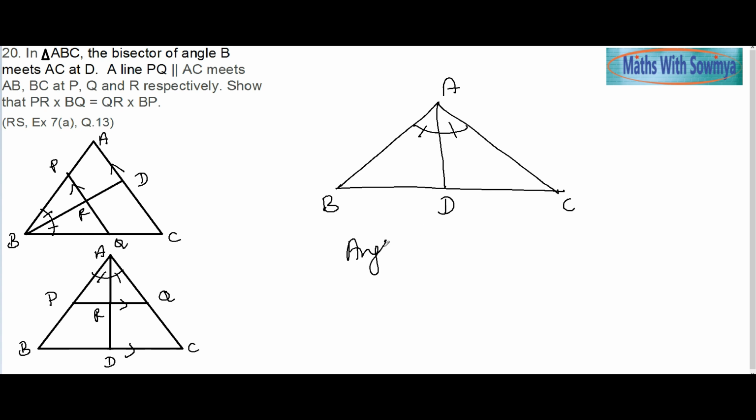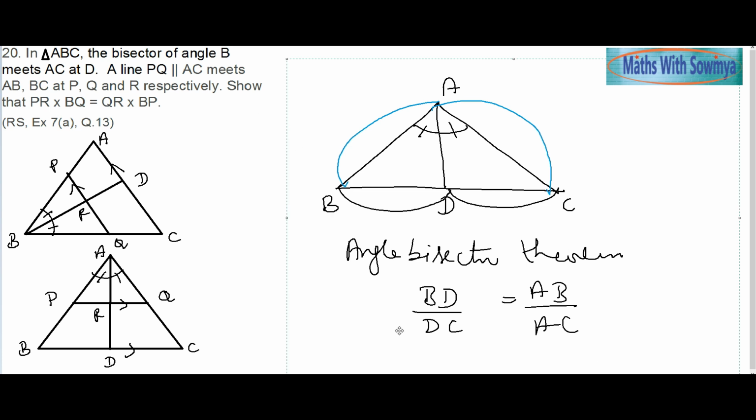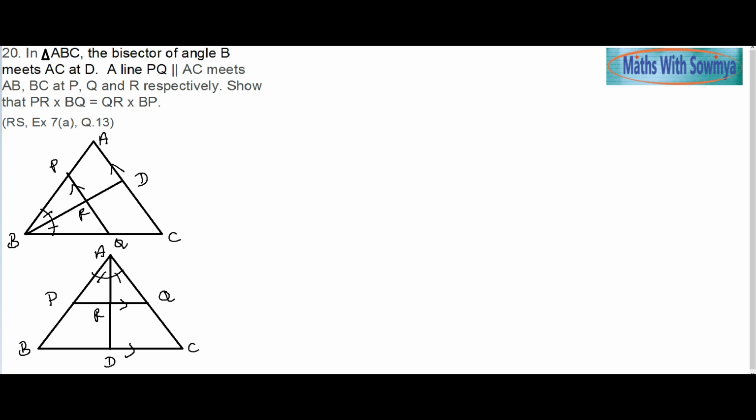So what does the angle bisector theorem say? The angle bisector theorem says BD by DC is equal to AB by AC, this by this. So like BPT, we have the same thing here. Whenever we have an angle bisector, we can use this easily. So remember, we have the same question. Here we are doing this.